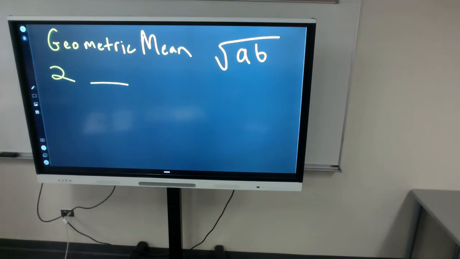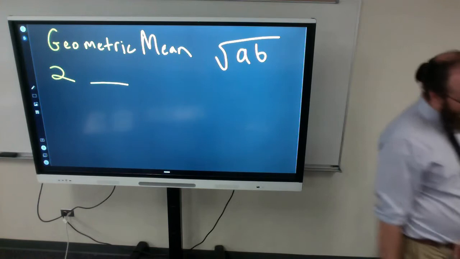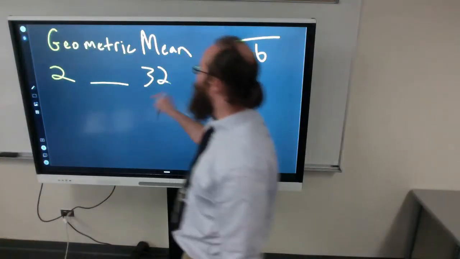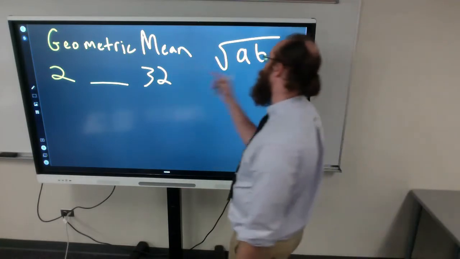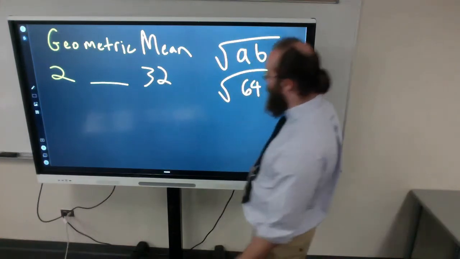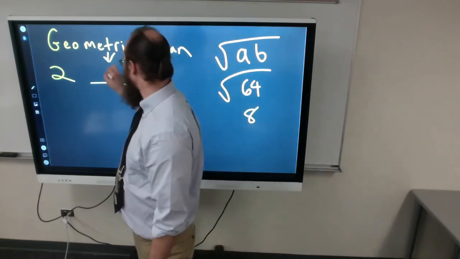And the last number that we're going to use is, let's use 32. All right. So we have 2 and 32. If we're going to multiply those two guys together, 2 times 32 would be 64. And we take the square root of 64 to get 8. Our geometric mean in this case is 8.